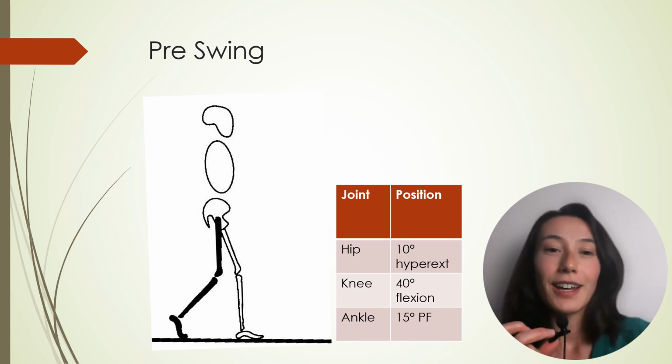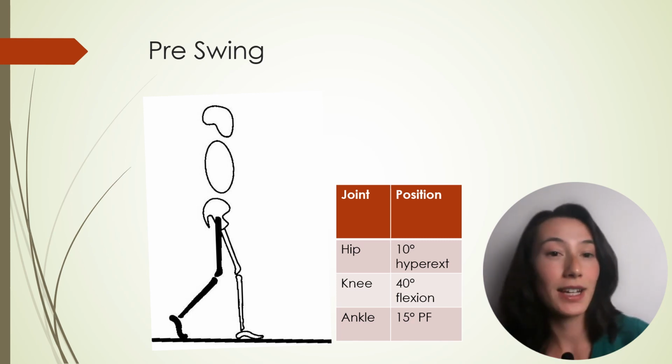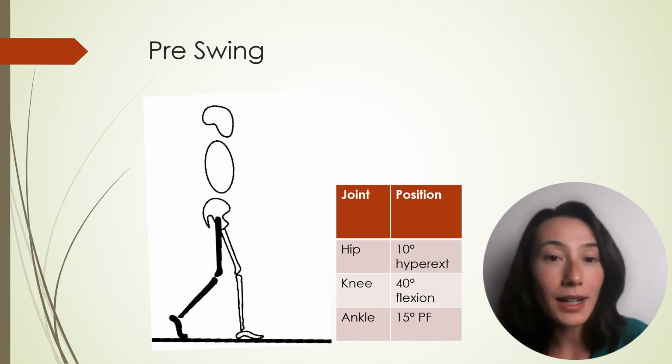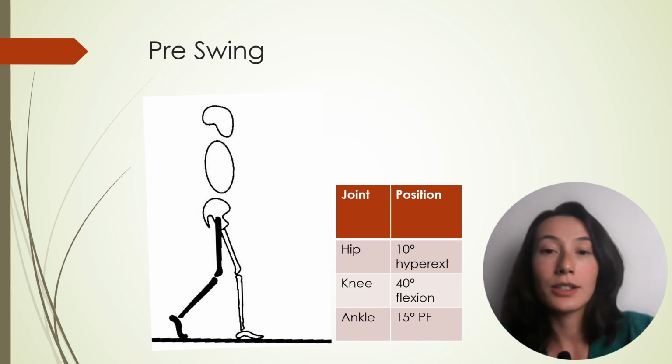Pre-swing. Finally, the contralateral limb, the left limb, hits the floor and reaches its stance phase. Now, the right limb finally gets the opportunity to relax because the left limb that is now in stance phase can take over the heavy-duty job of bearing your body weight.